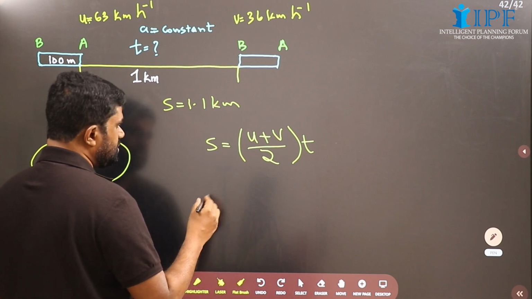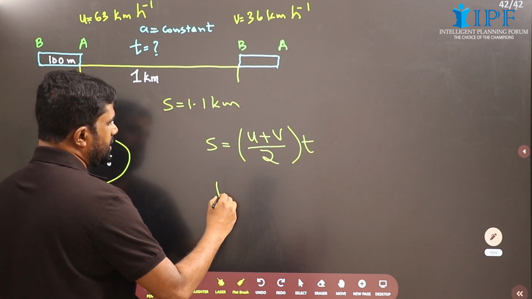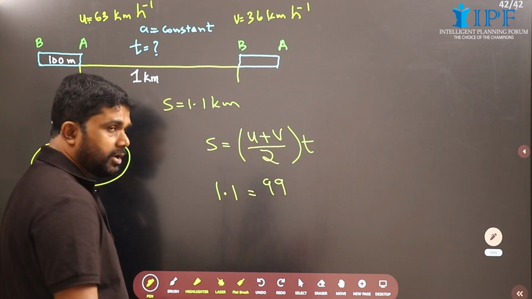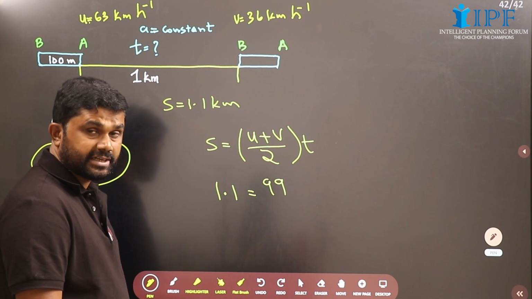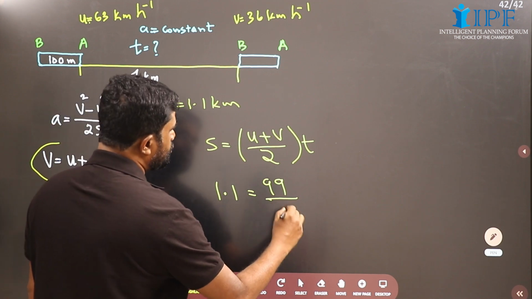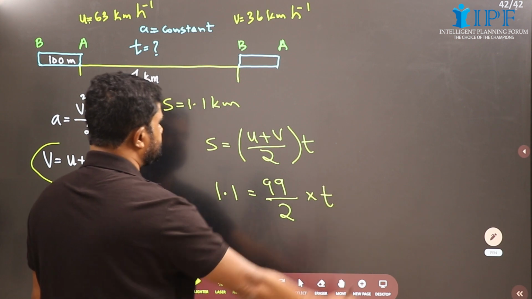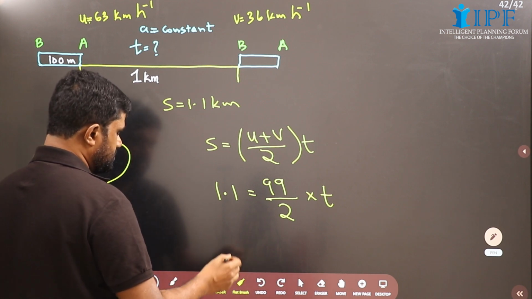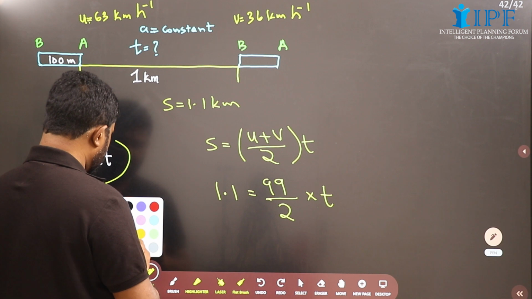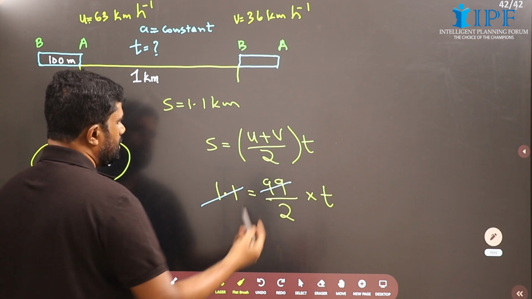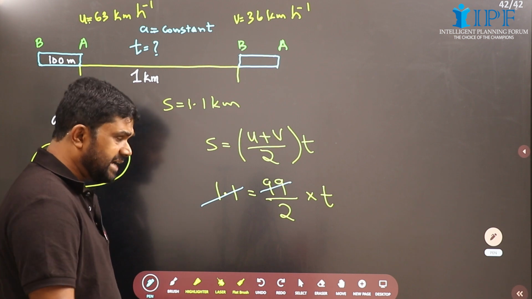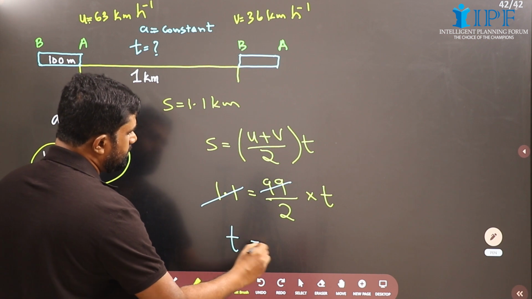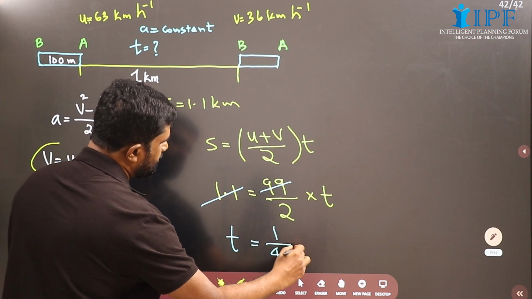So this is 1.1, and this is 63 plus 36, that is equal to 99, all in kilometer and kilometer per hour. So we will get the time in hours, divided by 2, into time. So what do we get? 1.1 equals 99 by 2 times t. When you divide, 99 by 2 is 49.5, so time t will be equal to 1 by 45 hour.